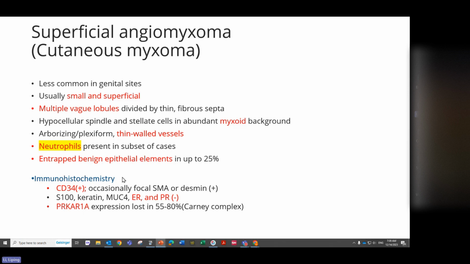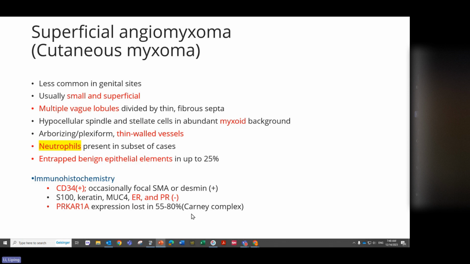And then for the staining, it is also different from the deep angiomyxoma. This lesion usually CD34 positive, but ER/PR negative. And we have a syndrome that is Carney complex. That is a PRKAR1A expression loss. So does anyone remember what is the specific location if we find this cutaneous myxoma and then kind of specific or usually common site for Carney complex?